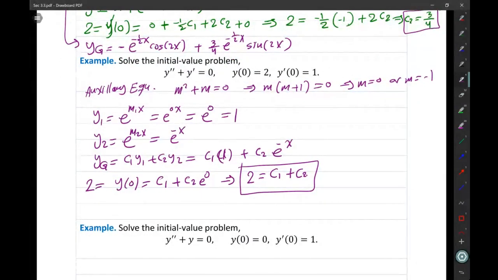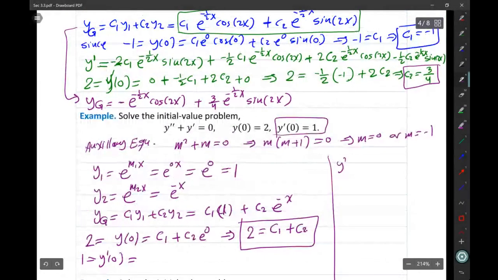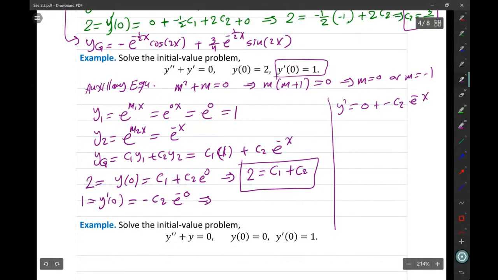I need to find another equation from the second initial condition. Now 1 is equal y prime of 0. How much is y prime here? C1 times 1, the derivative becomes 0, plus minus C2 e to the power minus x. So that becomes minus C2 e to the power minus 0, which implies 1 is equal minus C2. That means C2 is equal minus 1.